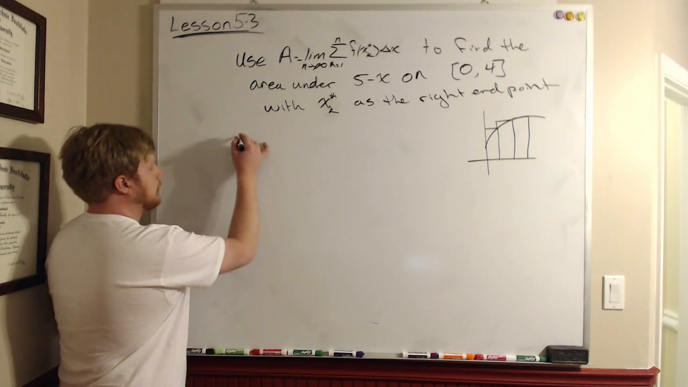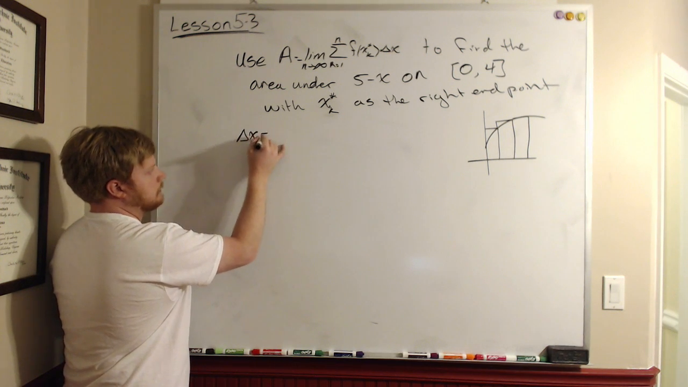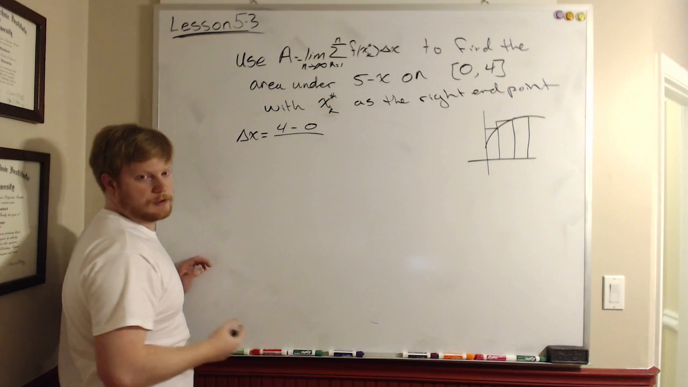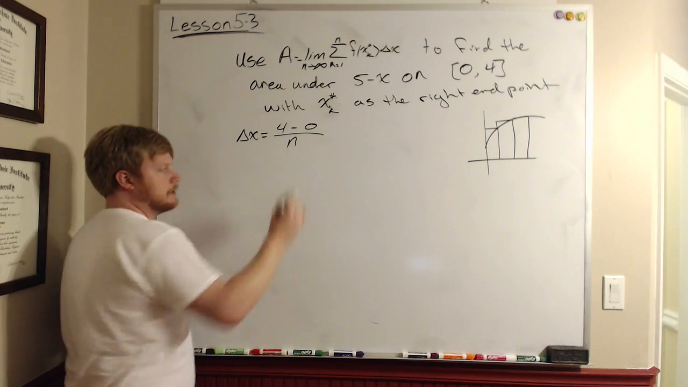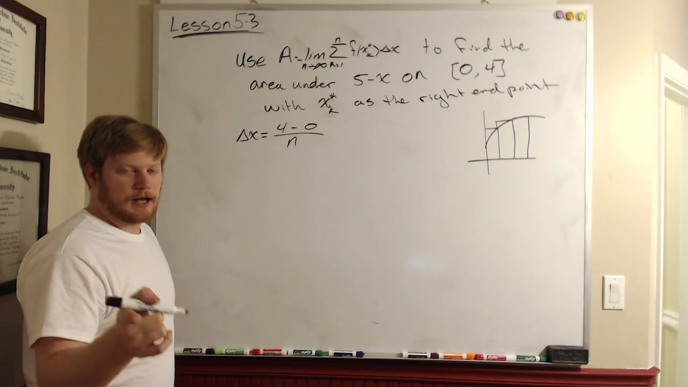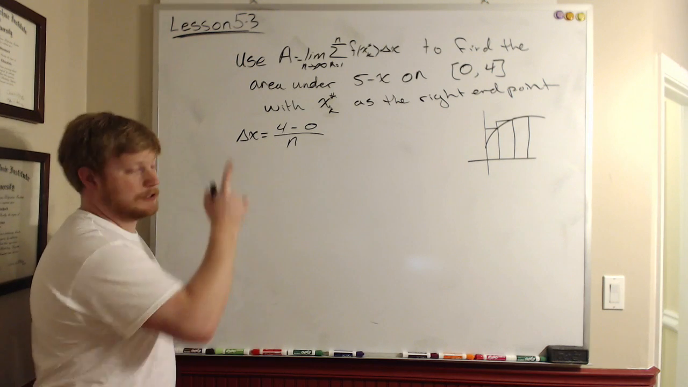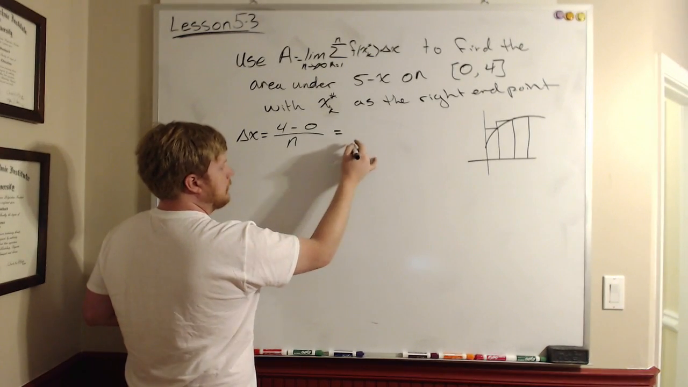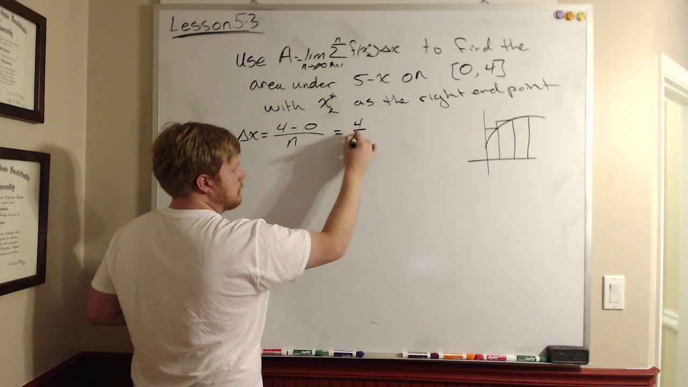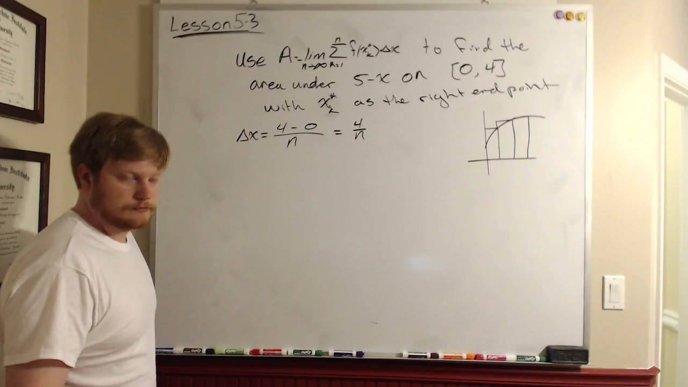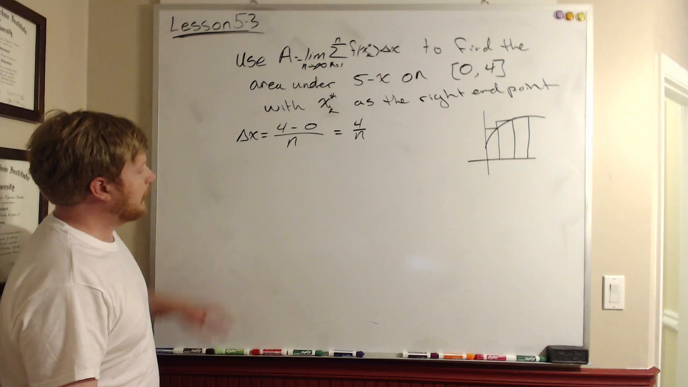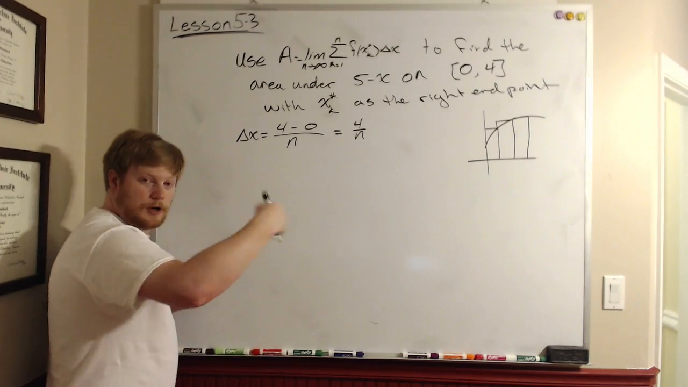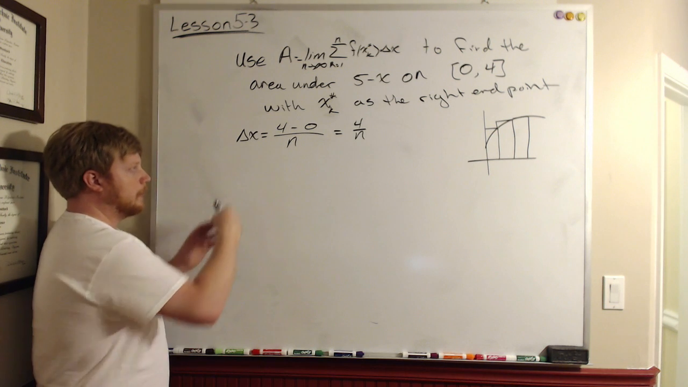So, some things we need to know. We need to know what delta x is. Delta x is n minus the start, divided by the number of subintervals. And in this case, I don't know the number of subintervals. In fact, I want the number of subintervals to eventually be infinity. So in this case, delta x is 4 over n.